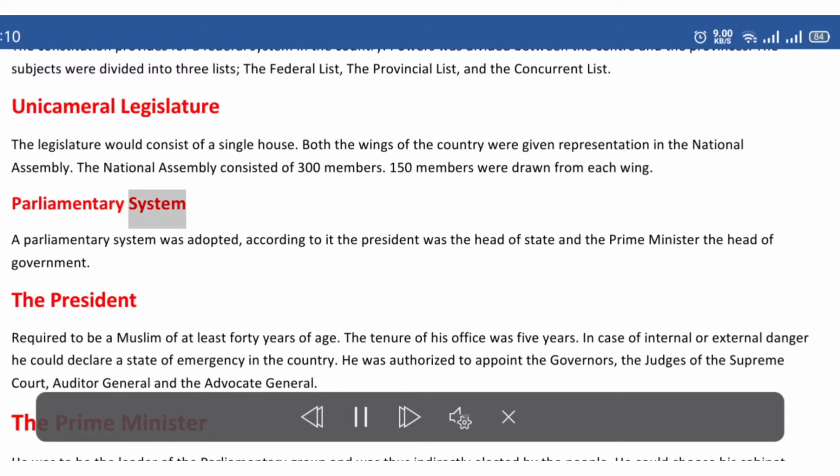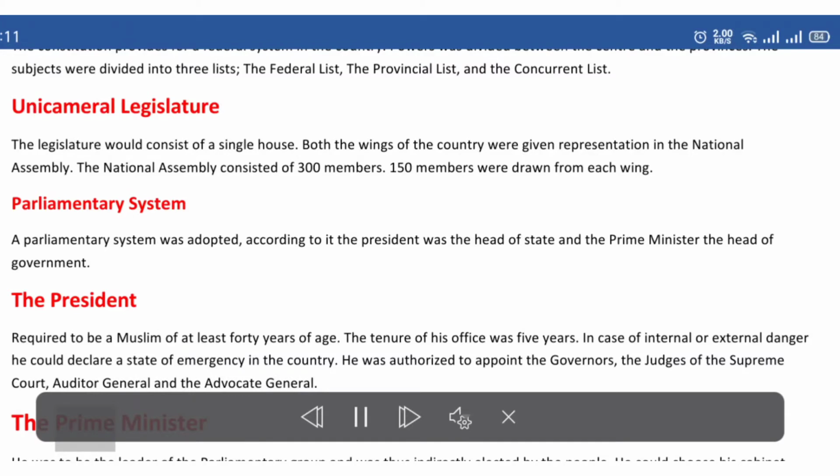Parliamentary system. The parliamentary system was adopted. According to it, the President was the head of state and the Prime Minister the head of government. The President was required to be a Muslim of at least 40 years of age. The tenure of his office was 5 years. In case of internal or external danger he could declare a state of emergency in the country. He was authorized to appoint the governors, the judges of the Supreme Court, the Auditor General and the Advocate General.